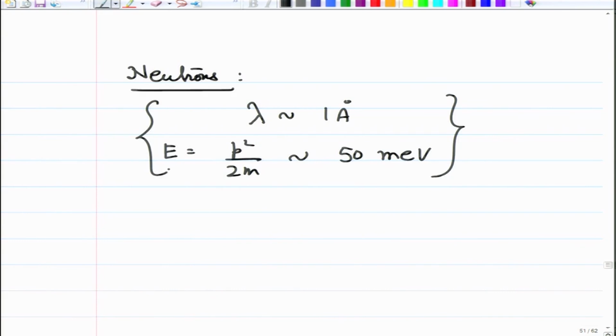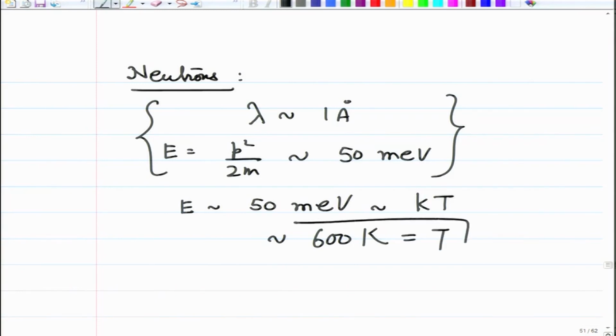The difference will be substantial. So, neutrons are used quite a lot in studying dispersion relations, and these neutrons, if the energy is of the order of 50 meV, it corresponds to, if I equate this to kT, the T comes out to be about 600 Kelvin. So, these are known as thermal neutrons. These neutrons are obtained from reactors, thermalized, that is, their energy is brought down, and then are used to study dispersion relations of phonons.